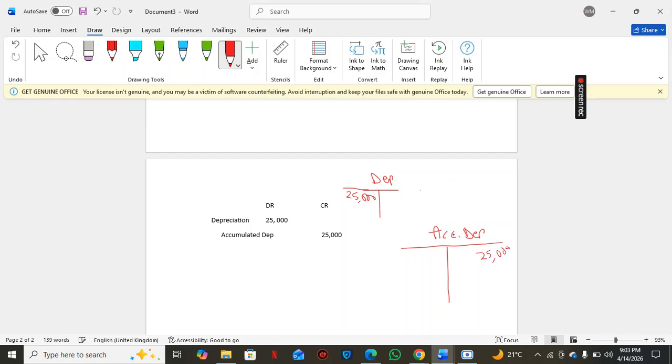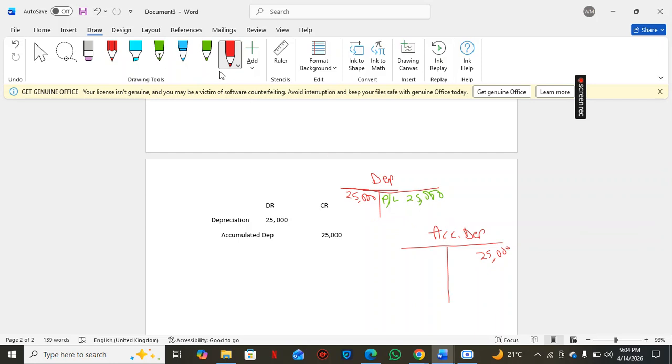So one is a permanent account, one is a temporal account. This depreciation expense account is a temporal account, meaning at the end of the year you close it. How do you close it? You credit it and say to the statement of profit or loss, this PL just means to the statement of profit or loss. Credit 25,000 here. You close the depreciation expense account because it's a temporal account. Expenses and income accounts are the temporal ones. You bring them back to zero, then the next year they change.